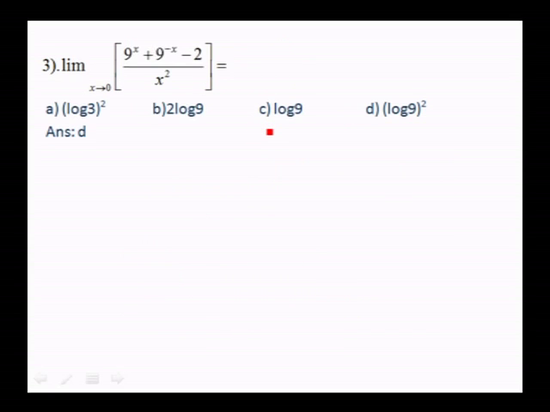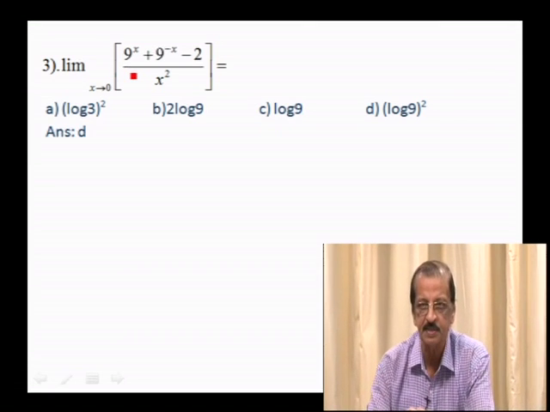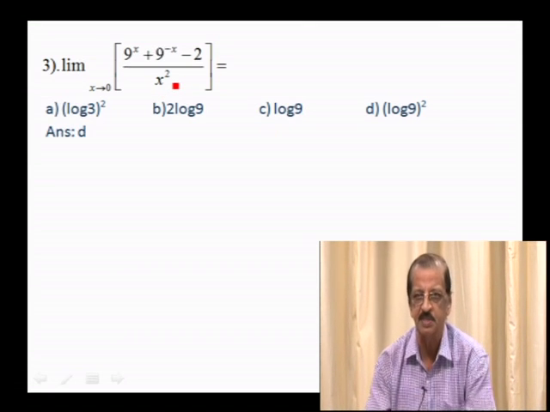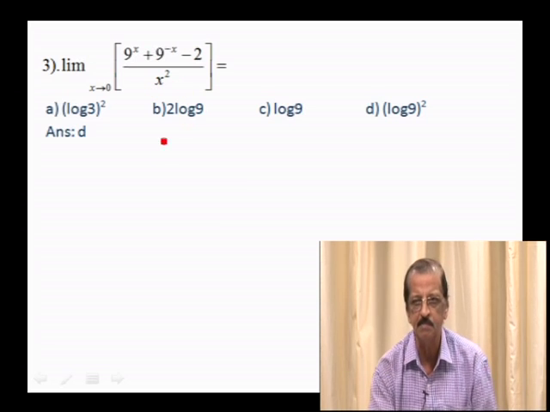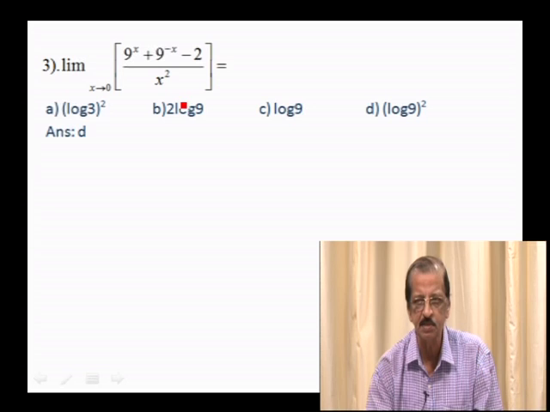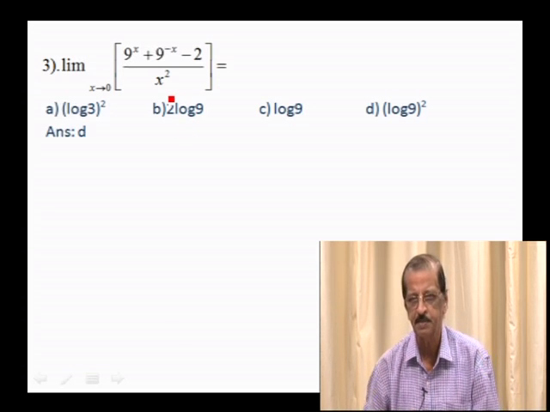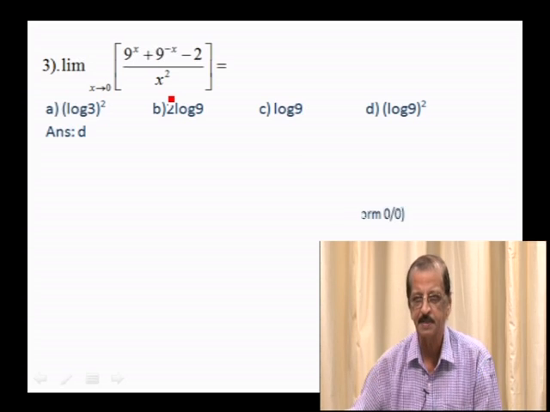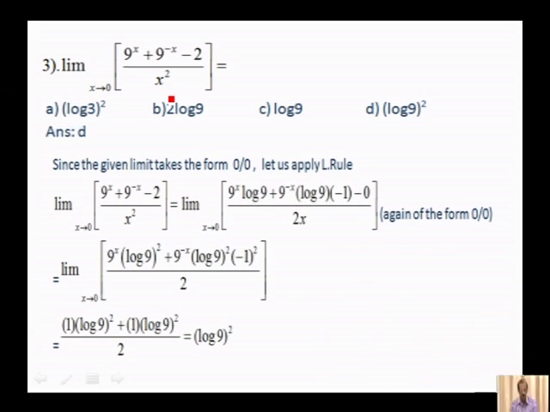If you consider limit x tending to 0 of 9 to the power of x plus 9 to the power of minus x minus 2 over x square, here, if you allow x to tend to 0, this takes the form 0 by 0, which is an indeterminate. So, you are allowed to apply L'Hopital's rule. Apply L'Hopital's rule, differentiate the numerator separately and denominator separately. You know that differential of 9 to the power of x is 9 to the power of x log 9. And 9 to the power of minus x is 9 to the power of minus x into log 9 into minus 1, and differential of 2 is 0. Differential of x square is 2x.